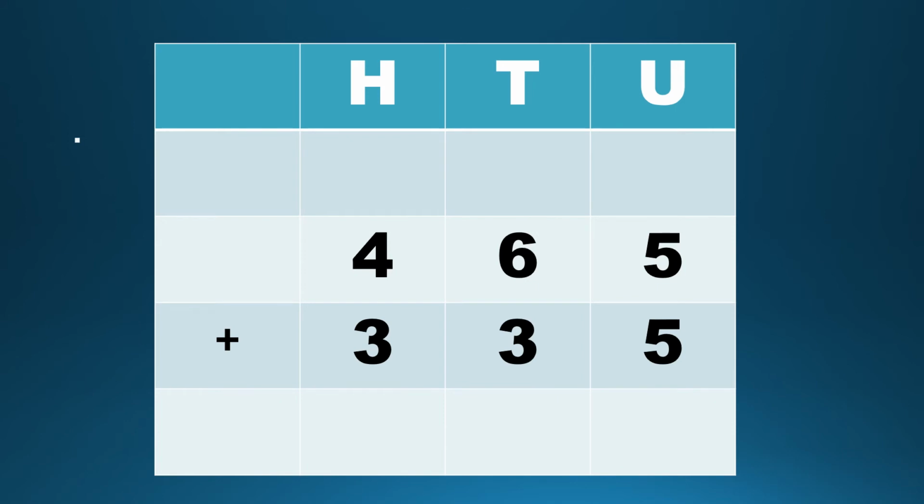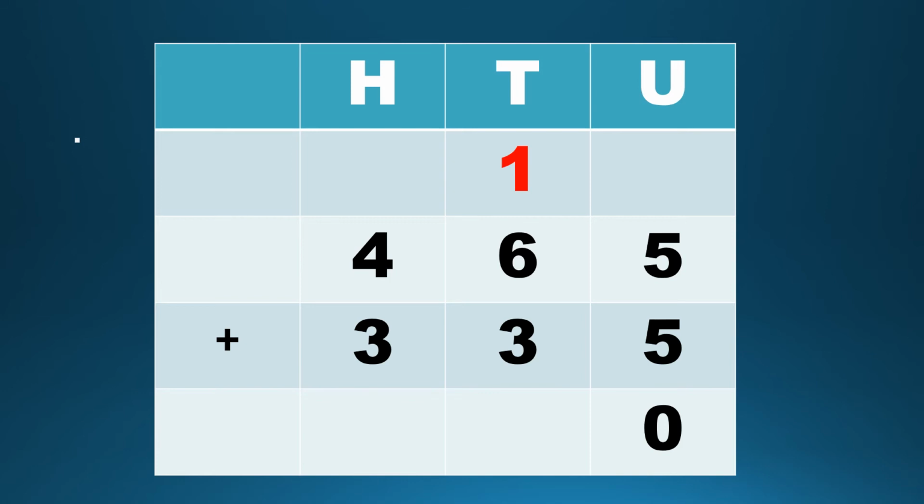Let us now add 465 plus 335. 5 plus 5 is correct, 10. So we keep 0 in the units place and carry over the 10 to the tens place.